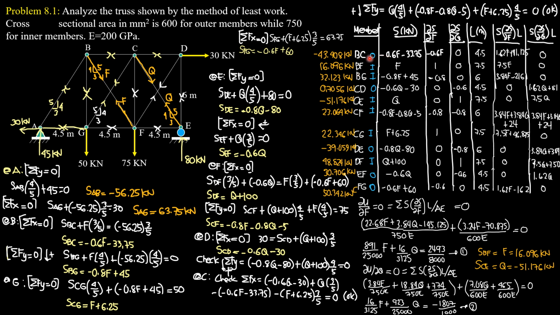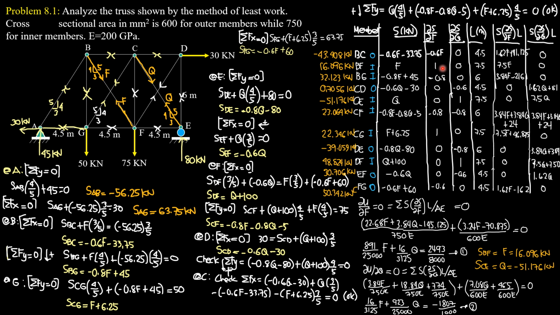So for BC, the force is negative 0.6F minus 33.75. The partial derivative of S with respect to F is negative 0.6. Since it is not a function of Q, partial of S with respect to Q is 0. The length of BC is 4.5. Then the product of S, partial of S with respect to F times length is 1.62F plus 91.125, while S, partial of S with respect to Q times L is 0. Then BF is F actually.